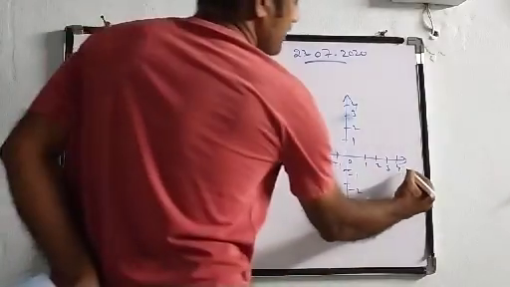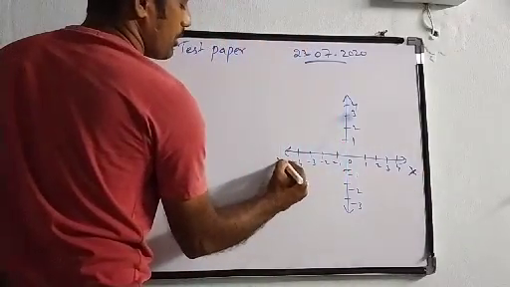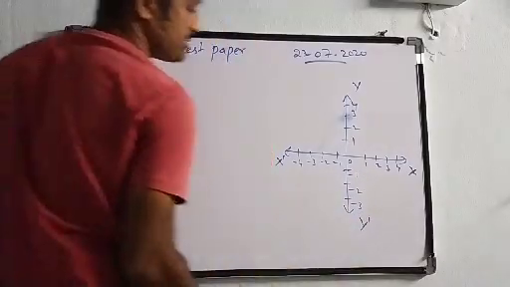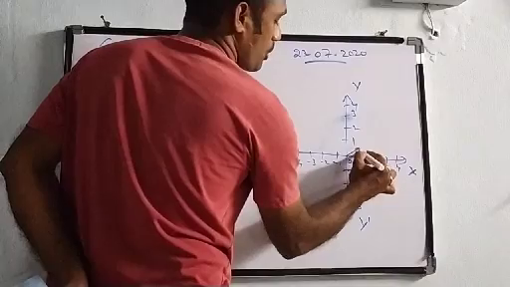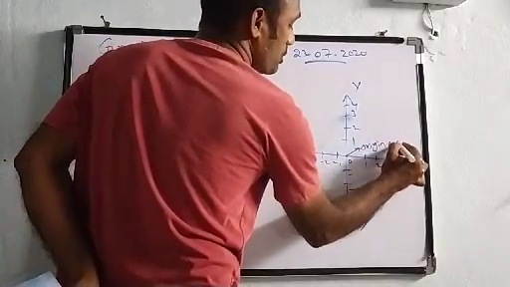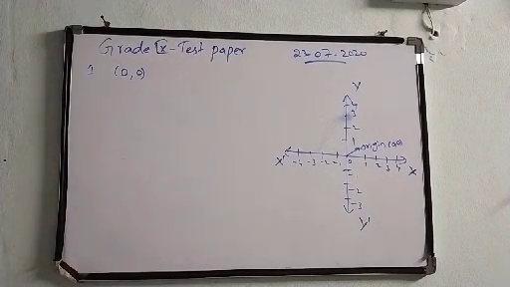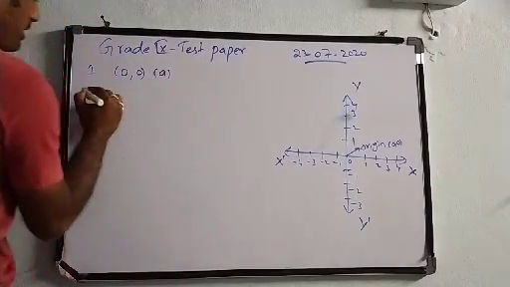So this is called as x-axis, positive x-axis, and this is called as negative x-axis. This is positive y-axis, this is called as negative y-axis. So the meeting point of x-axis and y-axis we are going to call it as origin, and the coordinates of origin are 0, 0. So the first option is 0, 0. We can mark it as option A. So which is option A.